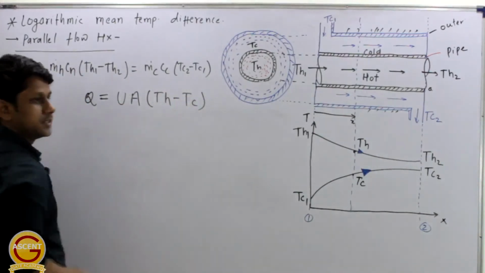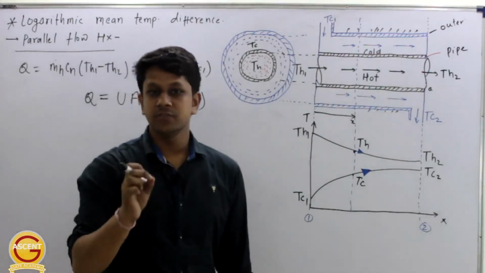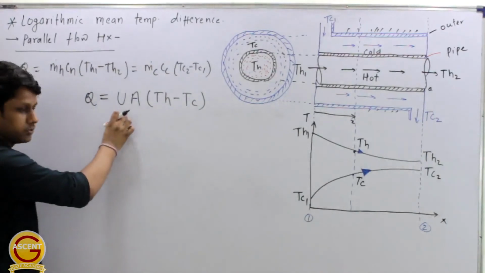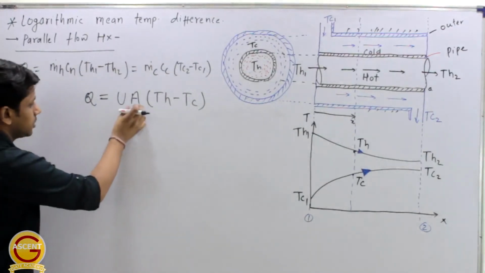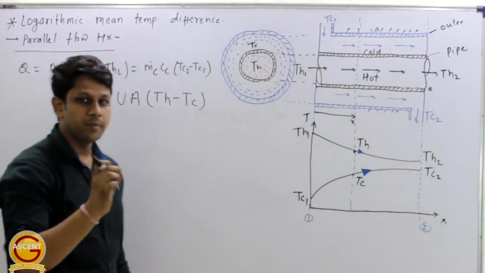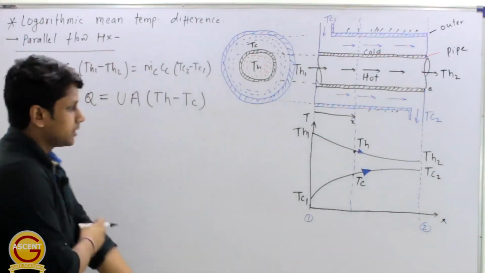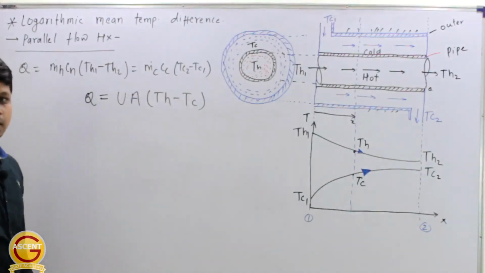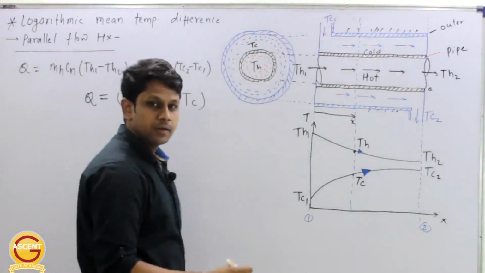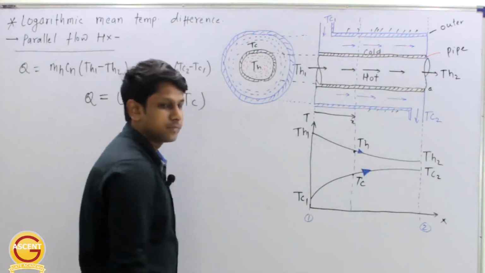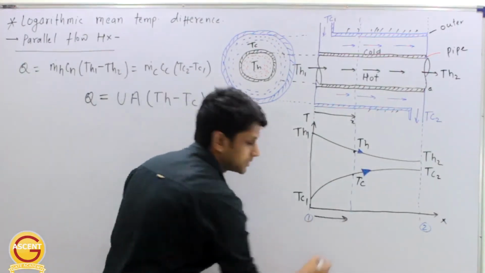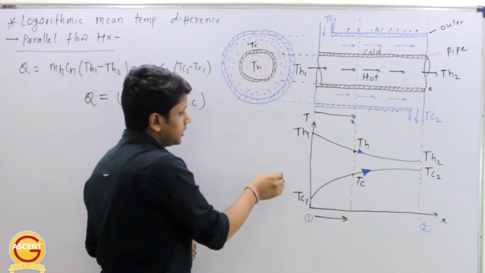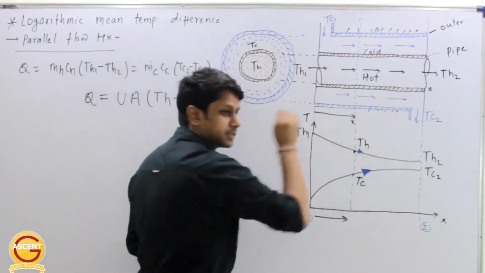So this U is the overall heat transfer coefficient which will be given to you in the question, and they will ask for the area of heat transfer, which is the prime concern for us. Now see carefully, is this TH minus TC value constant? No. See this temperature profile. As we move along X, this TH minus TC is a variable. It is changing with respect to X.